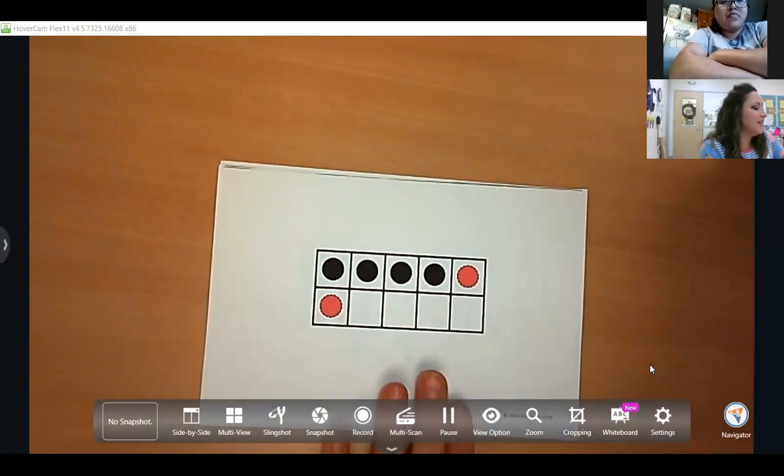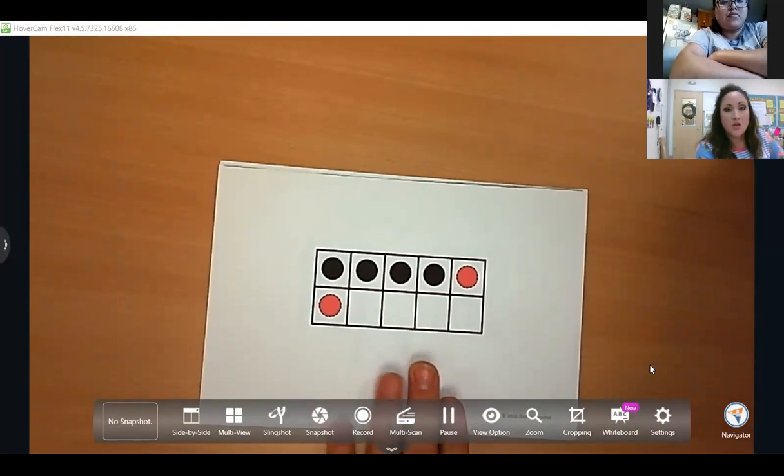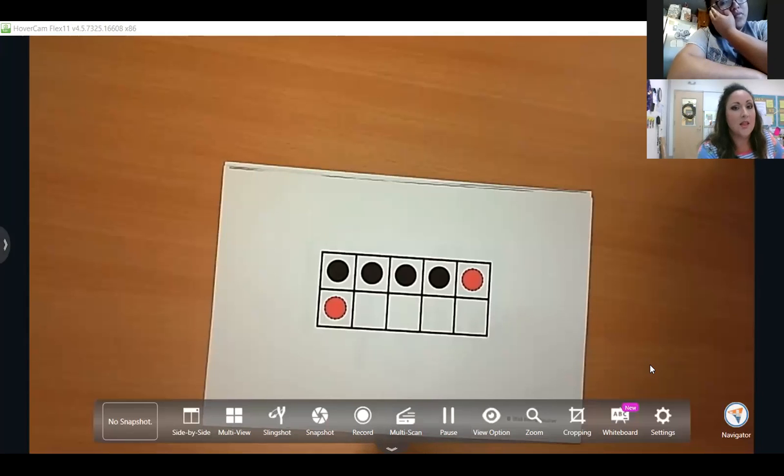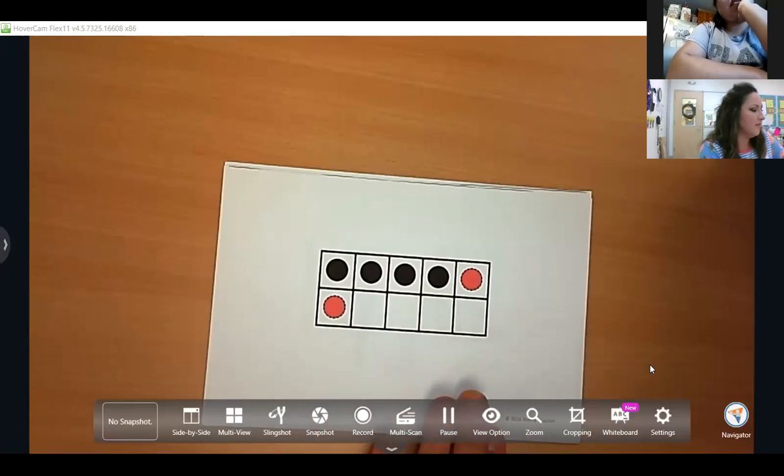This is going back to that 10 frame that we just learned about. So you would ask them, how many do you see? They may say, I see 2 red, 4 black. They may say, I see 4 black, 2 red.